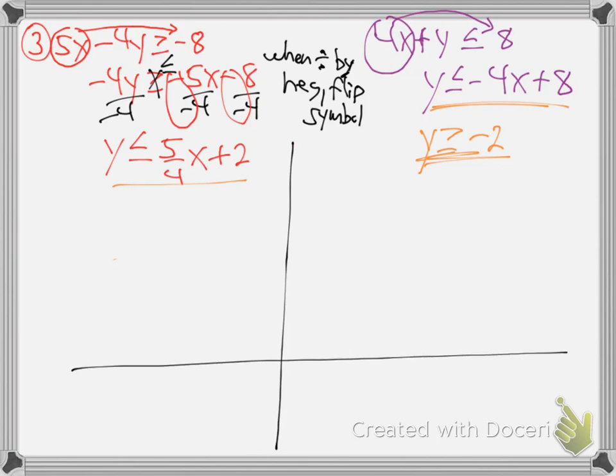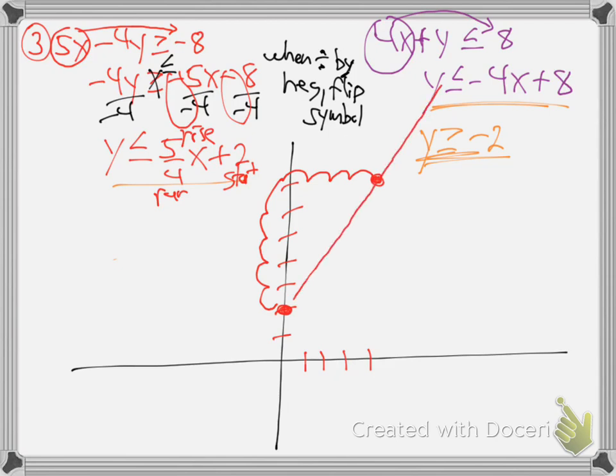Okay, so the red one, so we get y alone, starts up at 2. 1, 2, right there. And then goes rise over run. It goes up 5. 1, 2, 3, 4, 5. Over 4. 1, 2, 3, 4. Right there, connect those 2 dots. There's the red line. So I started at 2, went up 5 and over 4.